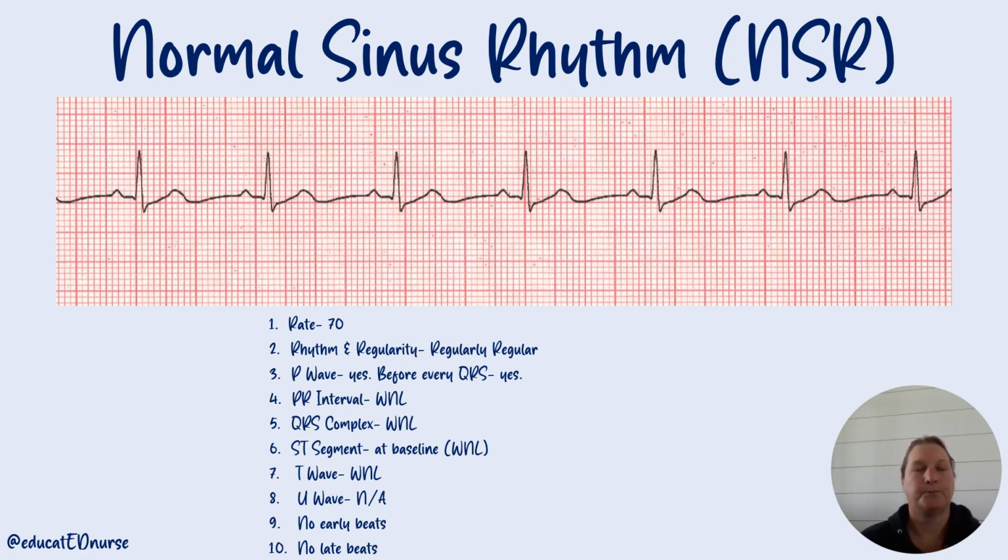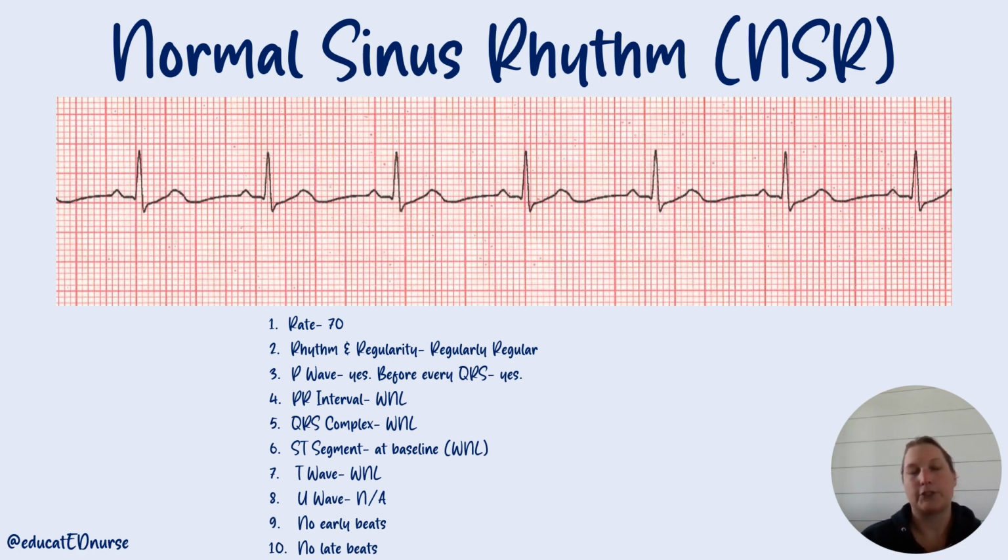The rate, rhythm, and regularity should be regular. So when you march out your P waves, P to P, and the QRS to QRS, it should march out in an even and regular fashion. There should be a P wave before every QRS. And the measurements on the P wave, the PR interval, and the QRS should all be within normal limits. Check out the normal sinus rhythm video if you need more information on measurements.